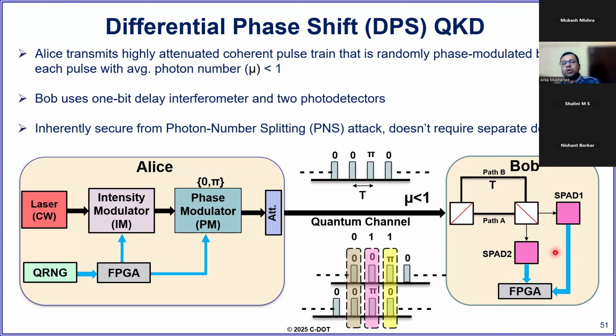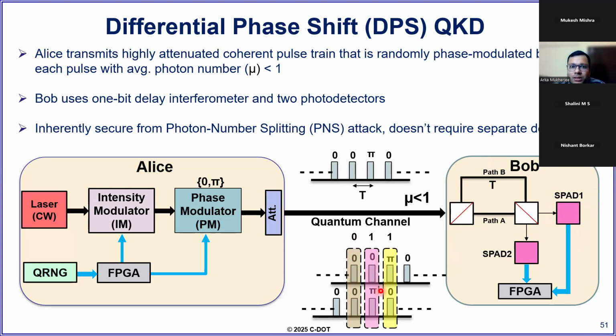Based on which SPAD clicks, we will get to know whether 0 was sent or 1 was sent. So one SPAD is dedicated for detecting the zeros, and the other detector is dedicated for detecting the ones. Depending on which detector clicks, we get to know whether 0 or 1 was sent. So if there is a 0 0 interference, that means a constructive interference. There was no phase difference. So the detector at the constructive port of this delay line interferometer will click.